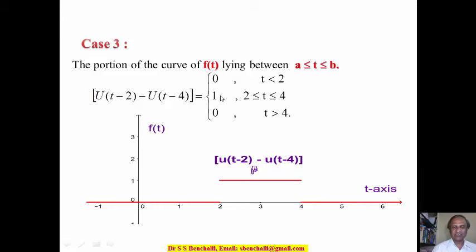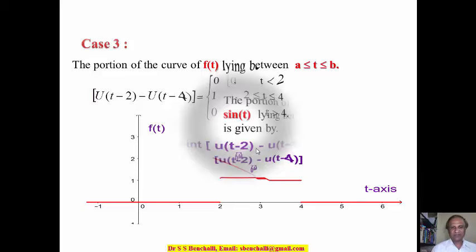It is 0 when t is less than 2. It is equal to 1 when t lies between 2 and 4. Again 0 when t is greater than or equal to 4. So you can draw the curve. When t is less than 2, it is off. When t is greater than 4, it is off. In between 2 and 4, it is on. How are we going to write this mathematically? We can write it in this form.